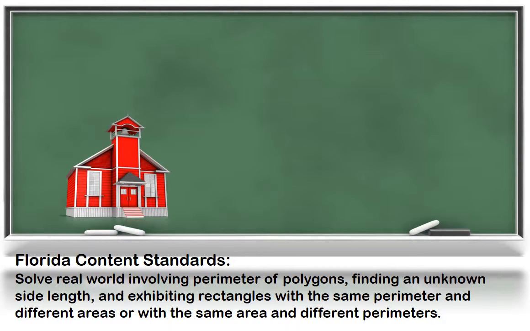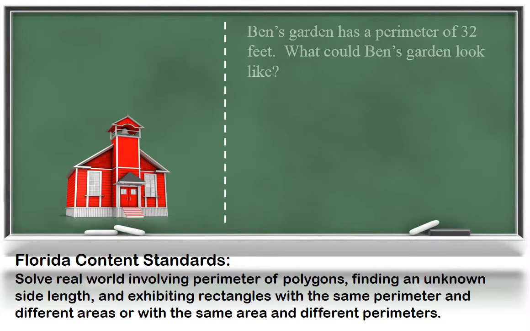As a part of the Florida Mathematics Standards, your child will also be expected to determine the perimeter of polygons, find unknown side lengths of polygons to find the total perimeter, and look for patterns among rectangles with the same perimeters and rectangles with the same areas. We want children to understand that perimeter deals with the distance around a polygon. A task your child may be presented with is the problem: Ben's garden has a perimeter of 32 feet. What could Ben's garden look like?